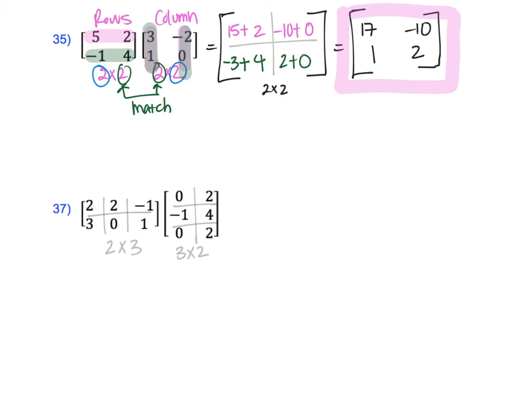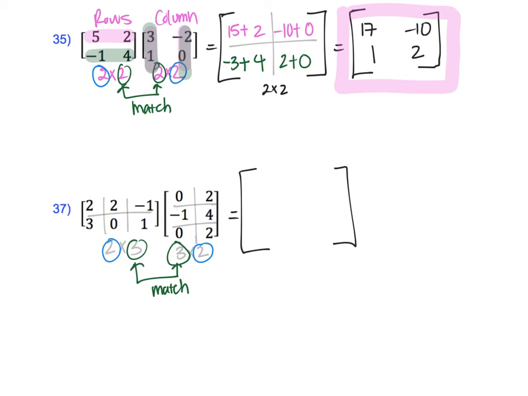Since this is a 3 by 2, the inners do match, so that's good, right? They're both 3s, so that means you can multiply. The outer here looks like a 2 by 2, so you're going to be producing a 2 by 2 here. So let me set this up. I'm going to make this another big matrix, and this is going to be a 2 by 2.